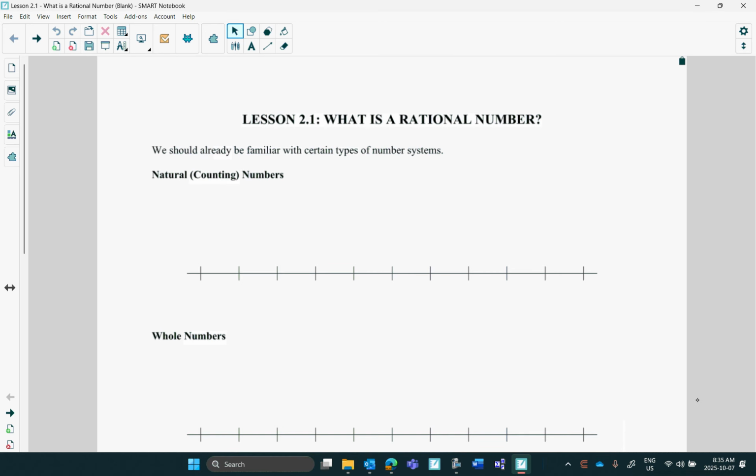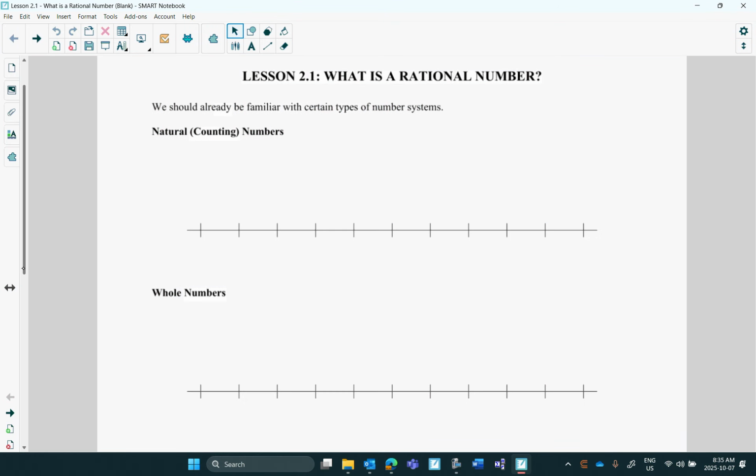So in this unit, we're going to talk about something called rational numbers. And before we talk about what exactly they are, let's talk about some other types of number systems that you already know. Okay? So the first set, and actually you don't have to worry about these number lines, I'm not going to use them.